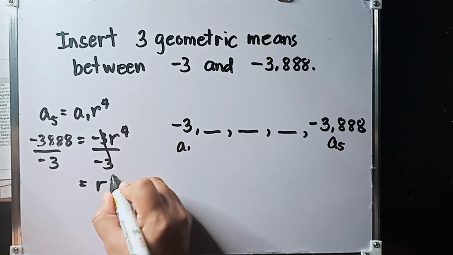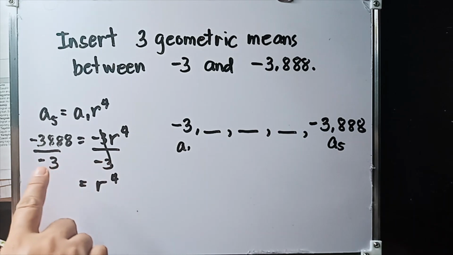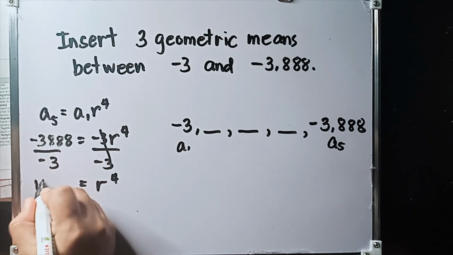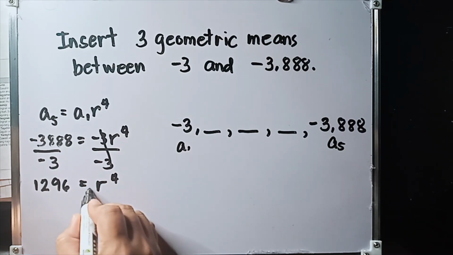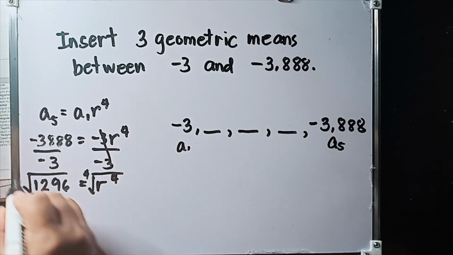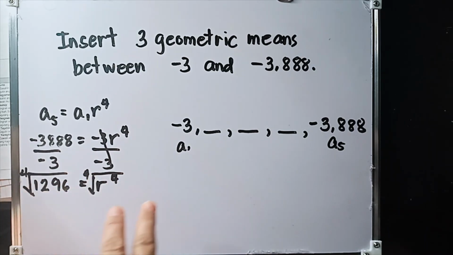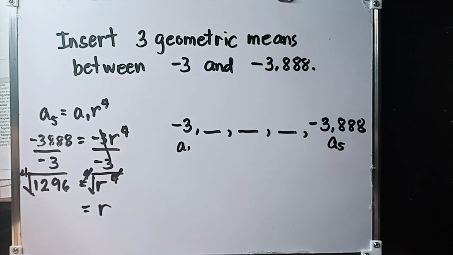So we now have r raised to the 4th power. Negative 3,888 divided by negative 3 is equal to 1,296. And of course, to solve for r, we get the 4th root of both sides. So this one would be r. What is the 4th root of 1,296? It's positive or negative 6.